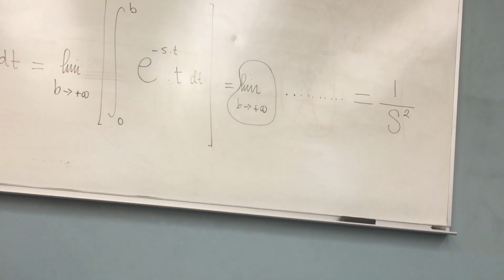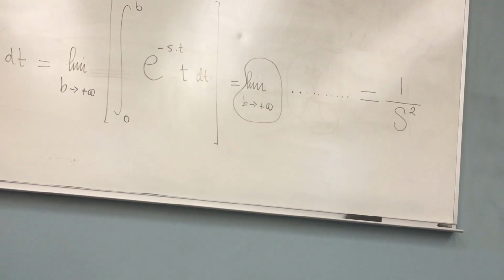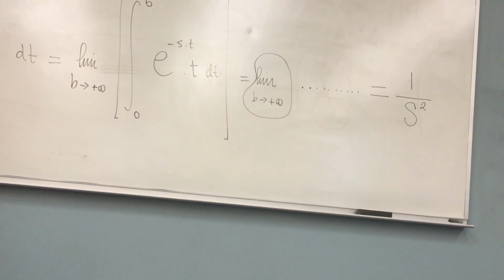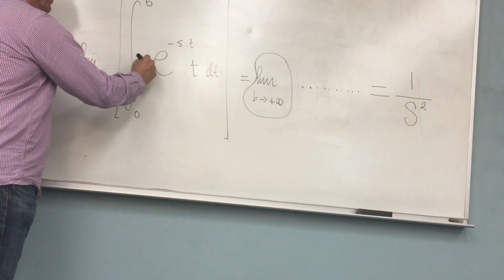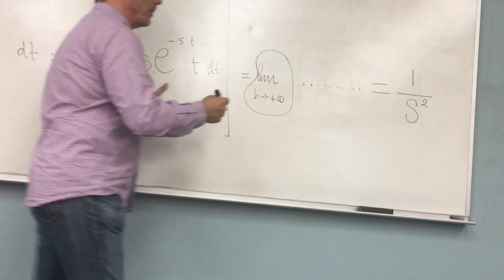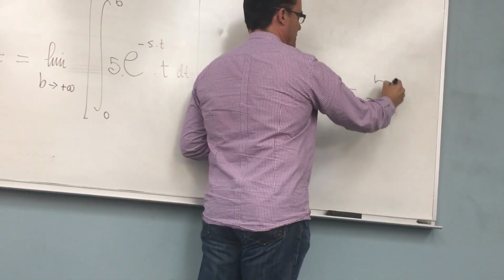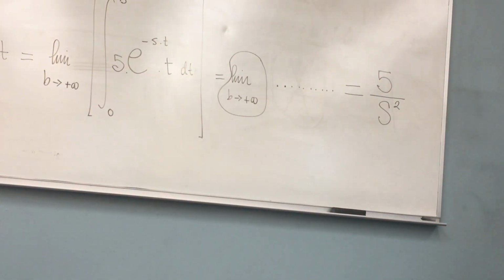And then if you have the t multiplied by a constant, would that also work that way? Good question. What if, rather than just the function t, I have 5t? You have 5, that's a constant. So what do you think you're going to get? 5 over s squared. Same as for the constants.